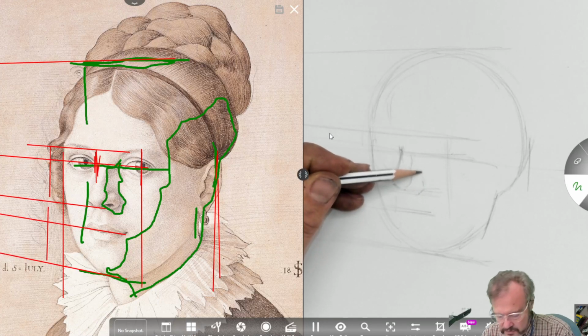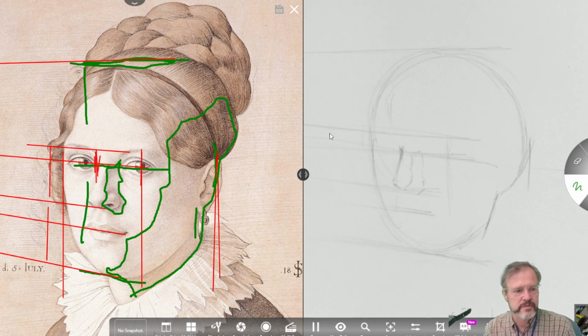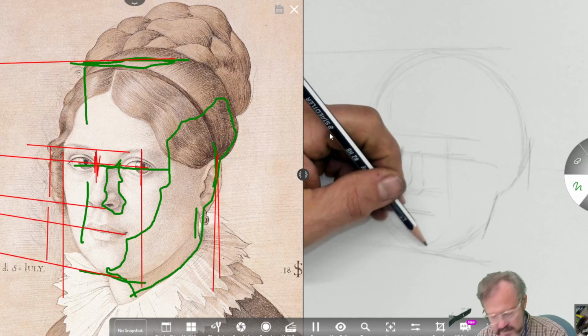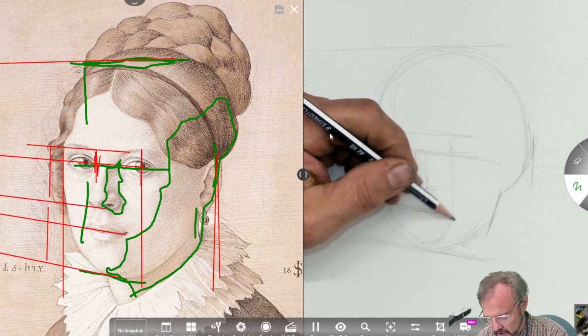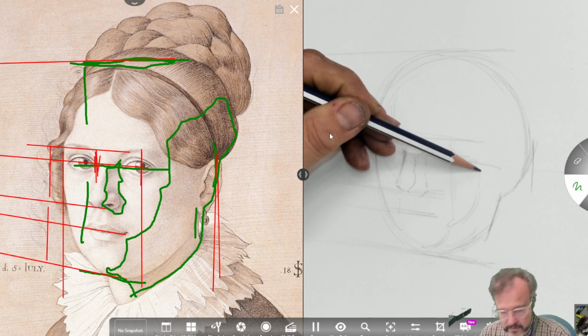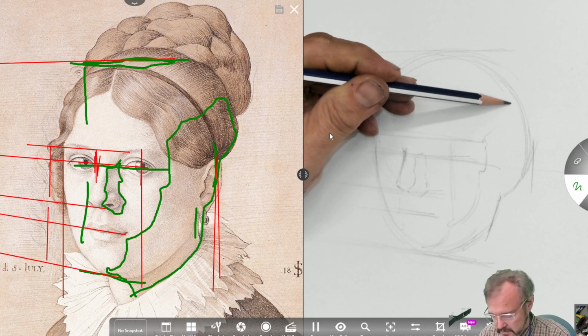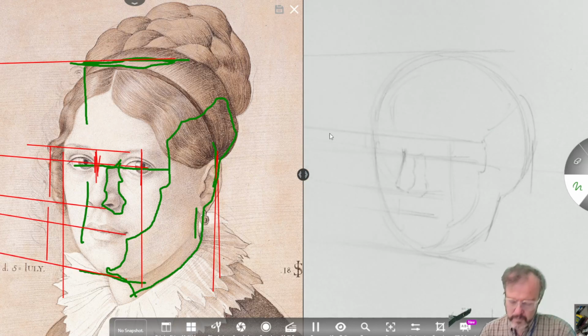The idea here is we want to get, before we commit to our location of features, we want to establish a sense of this form as a volume rather than just an arrangement of flat shapes. So those are my two main shadow areas.